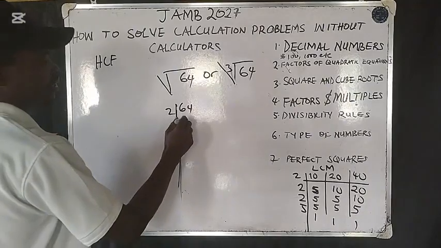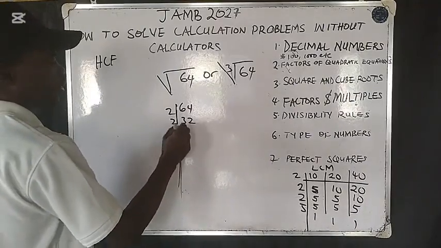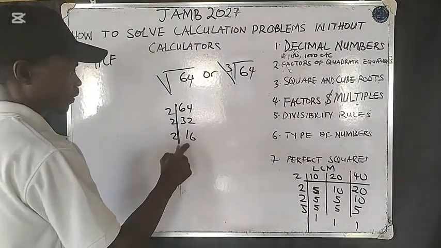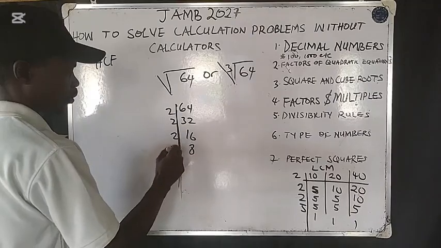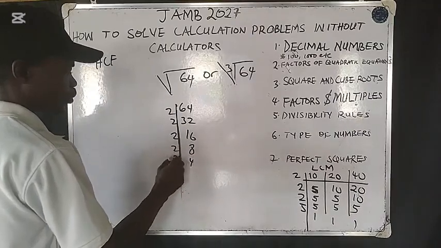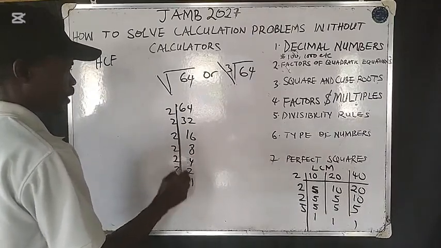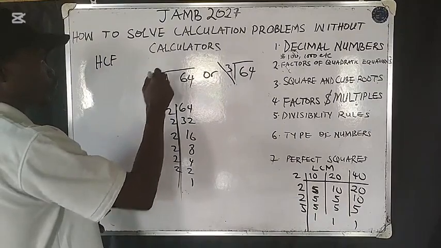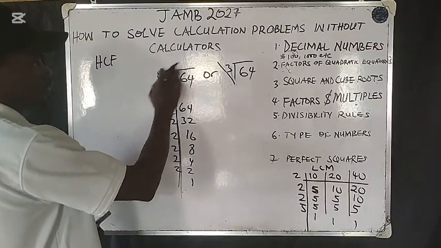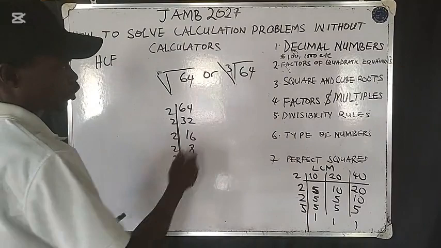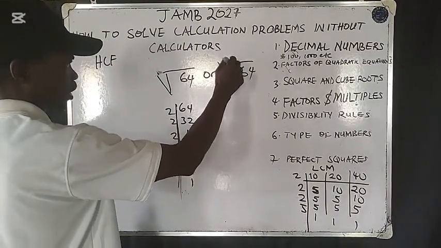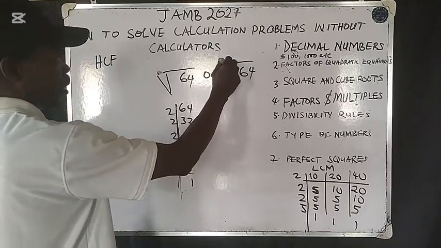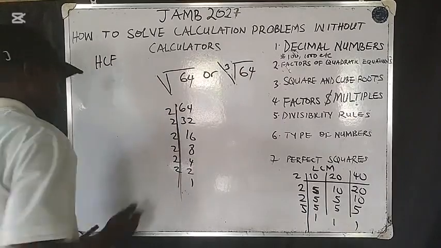So 2 here is 32. 2 here is what? 16. 2 here is what? 8. 2 here is what? 4. 2 in 4, 2. 2 in 2, 1. So since it is square root, we don't normally put 2 in square root. But from 3 and above, we put it. If it is root 4, you put root 4. If it is root 5, you put root 5. So from 3 and above, you put it. But for 2, we don't put anything.